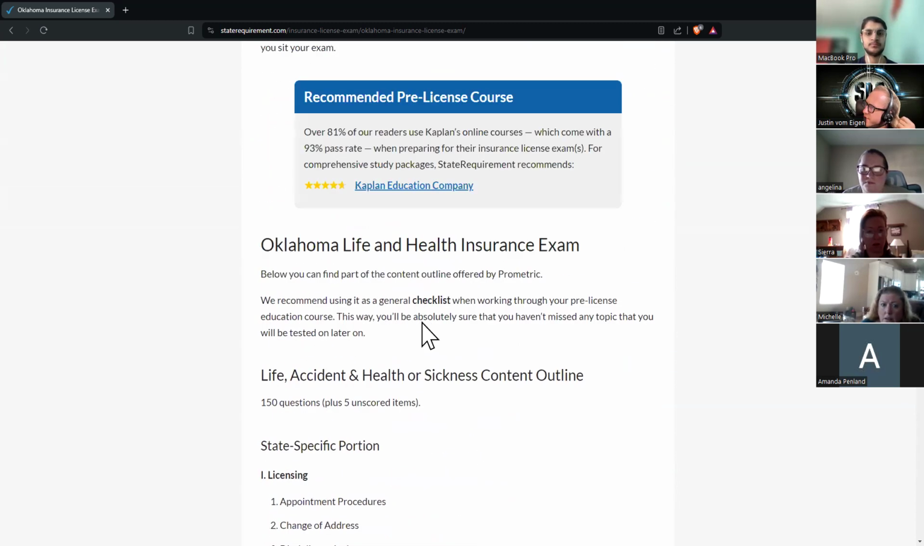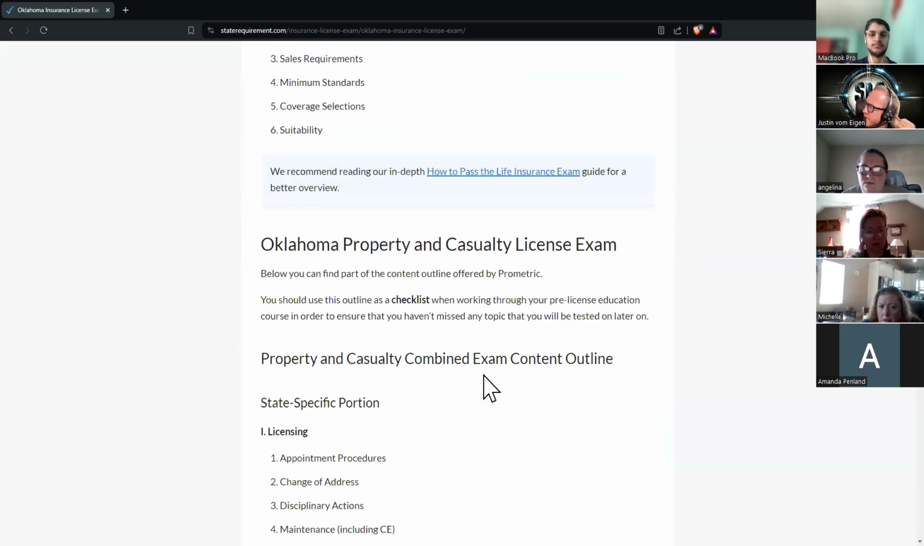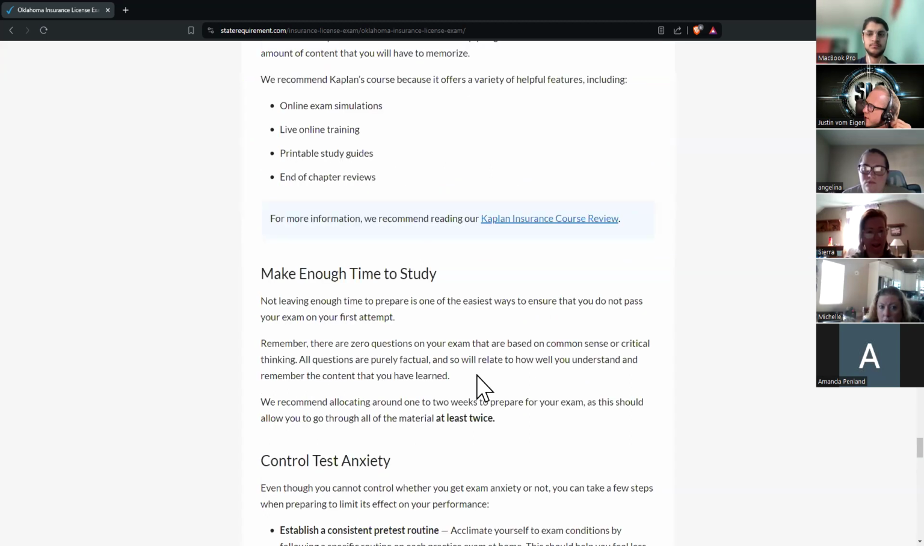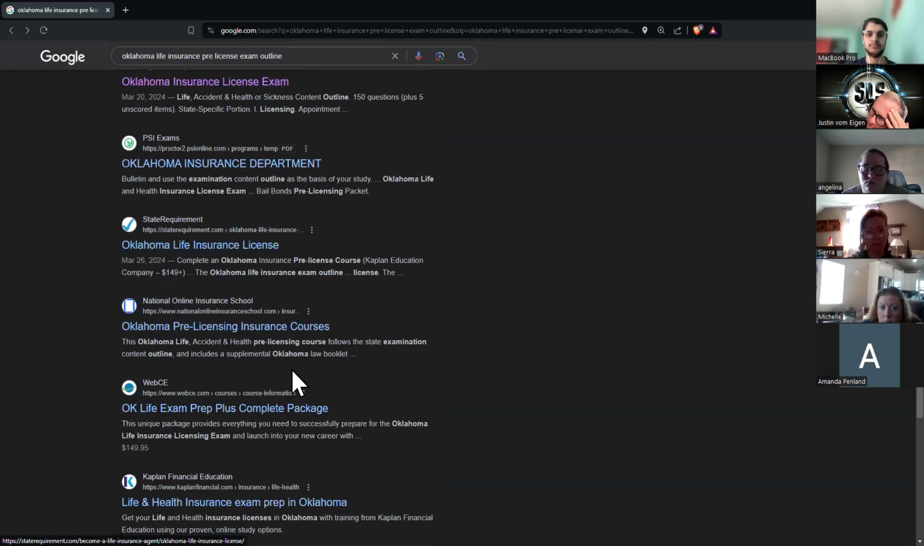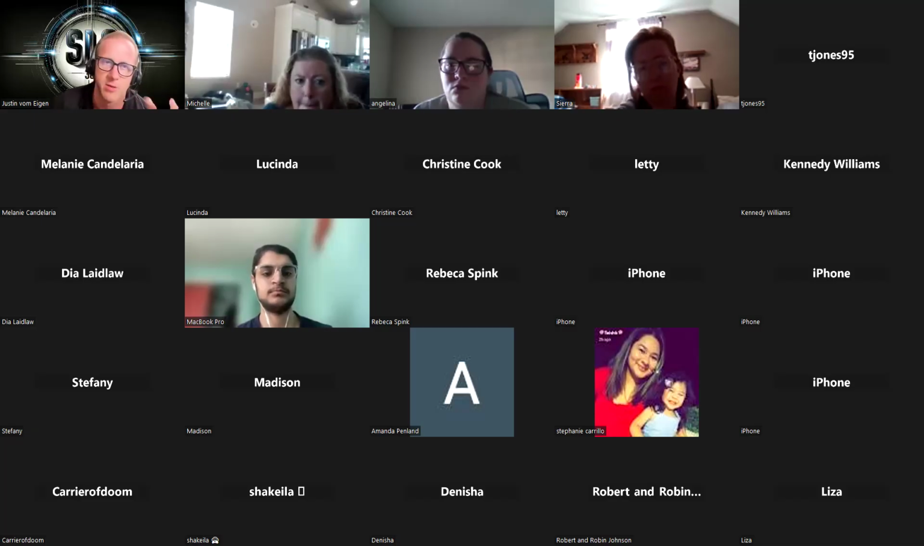So it says life, accident, health or sickness. You'll just give the property and casualty. Excel Solutions has the outline for the exam in their resources. Essentially it'll say how many questions. I guess Oklahoma is 150 questions and it'll go over the content outline. So it'll help you see what you really need to focus on for studying.